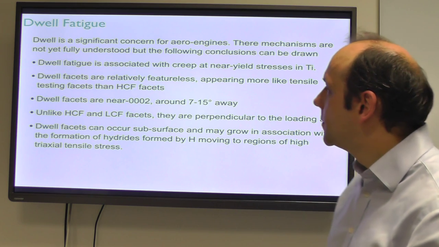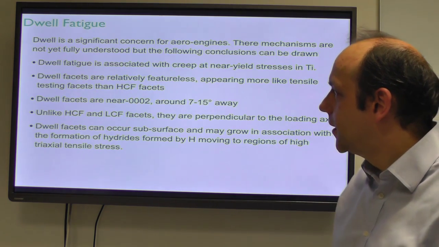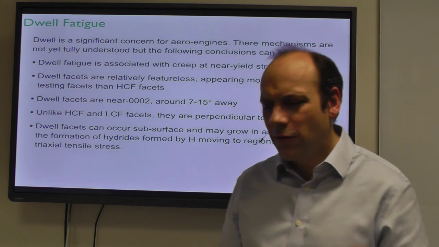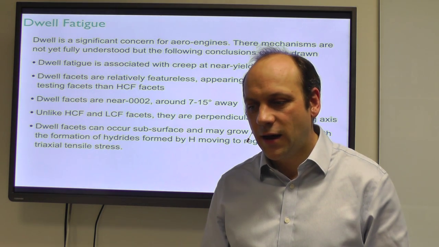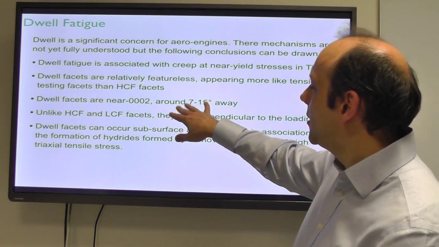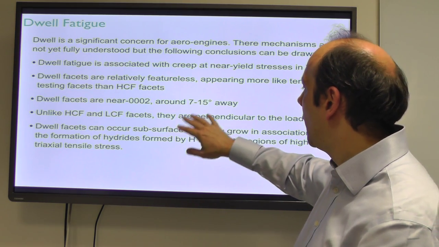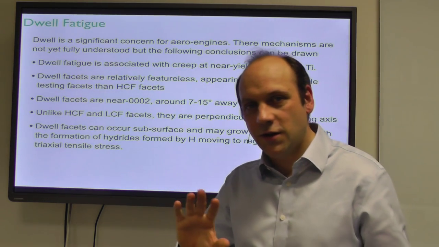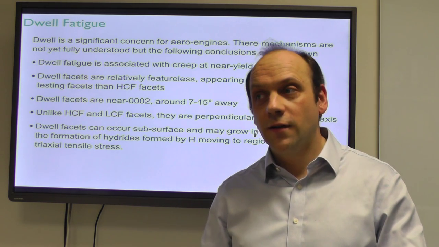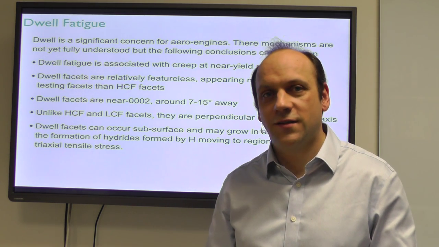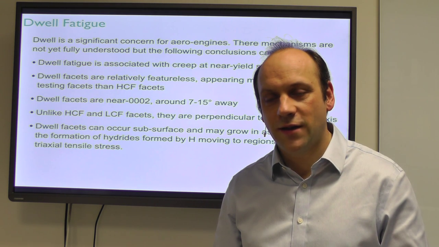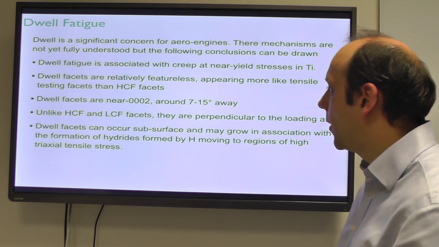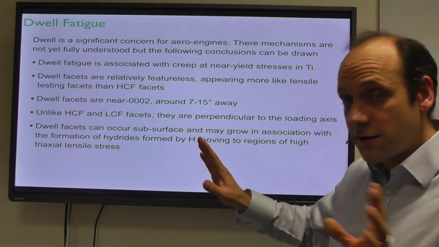The dwell facets themselves are relatively featureless. They appear a bit more like tensile testing facets than HCF facets, but they're very featureless facets. They're near 0002, but typically a little bit away, and that makes some people think that they're associated with hydrogen. Hydrides tend to form slightly off 0002 to accommodate their stresses on a plane about 14 degrees, and that's significant to some people.